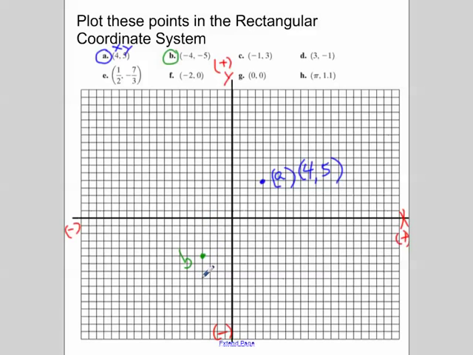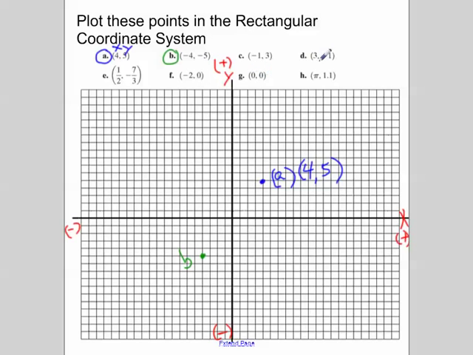So go ahead, and I'm going to ask you to pause the video here and quickly decide where C, D, E, F, and G are going to land. Keep in mind that some of these are going to have negative, positive, positive, negative. We're going to have fractions. We're going to have negative and 0.